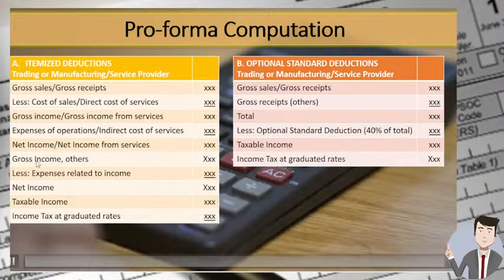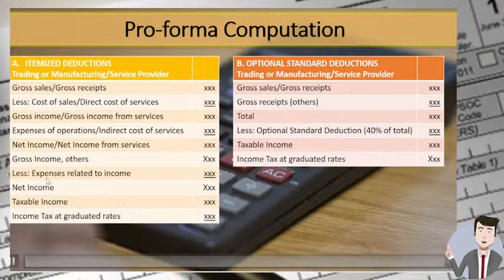Okay? Then, you have to add your gross income others. So, all taxable gross income should be included. These are the non-operating items, in our accounting term, non-operating income. So, we have to include that in our net income. Then, we have to deduct the expenses related to that particular income.